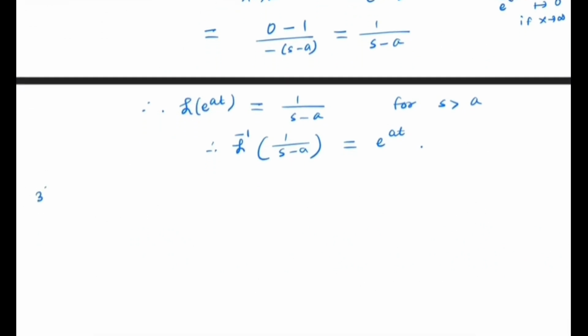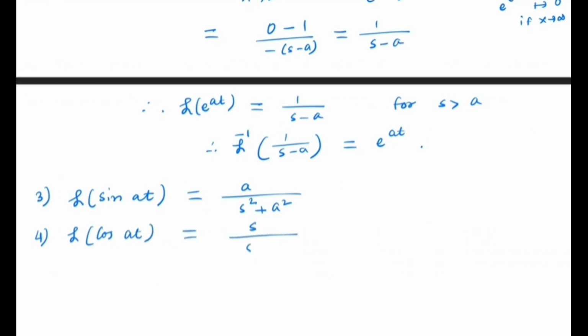Okay, the third example: we will not solve this, but we will state the formula. So the Laplace transformation of sin at is nothing but a by (s square plus a square), and the Laplace transformation of cos at is nothing but s by (s square plus a square).